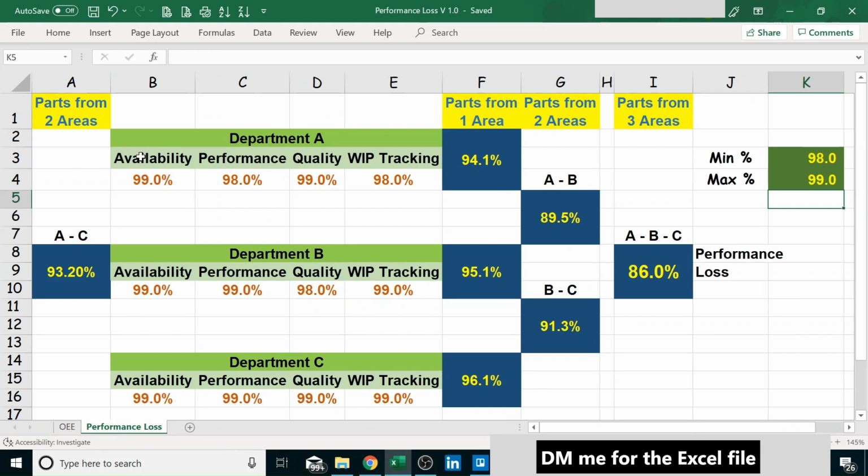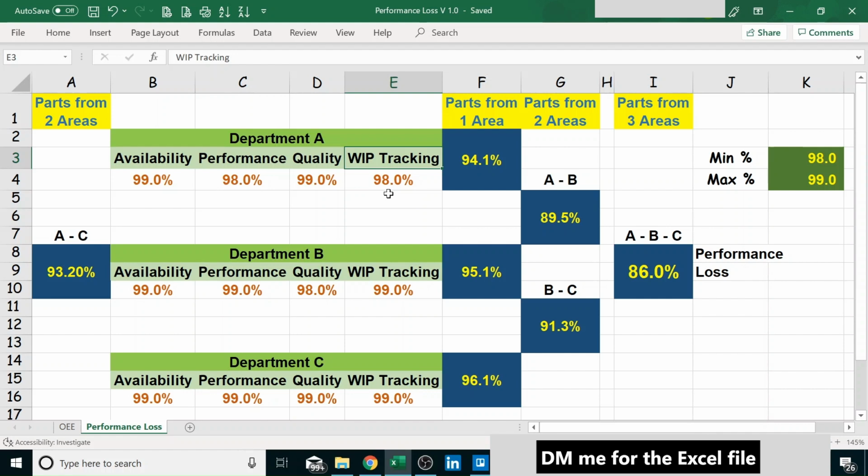Basically, we have OEE over here, availability, performance, and quality, but also we have, sorry, work in progress tracking. And work in progress is basically if a product is going to go through department A and then department B, or A and C or B and C or A, B, and C, we need to be tracking those parts and not lose them, etc.